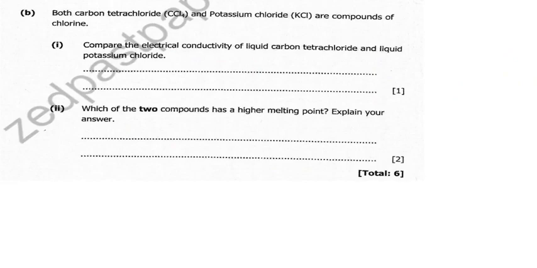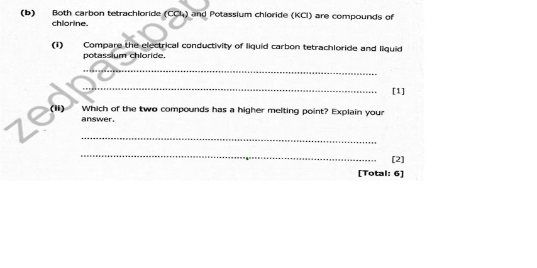Okay, then the second question, which was question B, said both carbon tetrachloride and potassium chloride are compounds of chlorine. Compare the electrical conductivity of liquid carbon tetrachloride and liquid potassium chloride. If you see the compounds we are comparing, there is carbon tetrachloride, which means you have a carbon and 4 chlorine, and there is potassium chloride, where you have your potassium bonded to chlorine. In simpler terms, they just want you to compare the electrical conductivity between a covalent and an ionic compound.